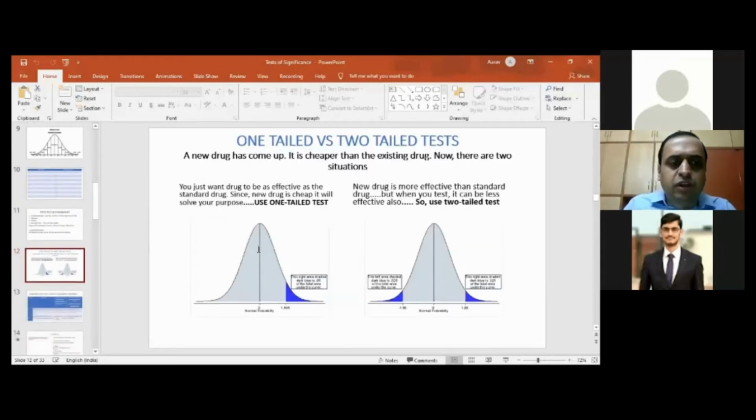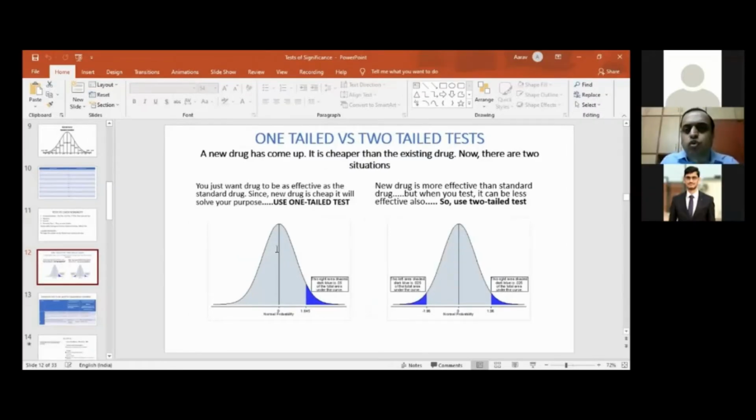Now coming to one of the concepts called one-tailed versus two-tailed tests. Now, what is a one-tail and what is a two-tail? What I'm trying to show is the normal Gaussian curve, which I had shown in one of the slides earlier. This is the central mean value.